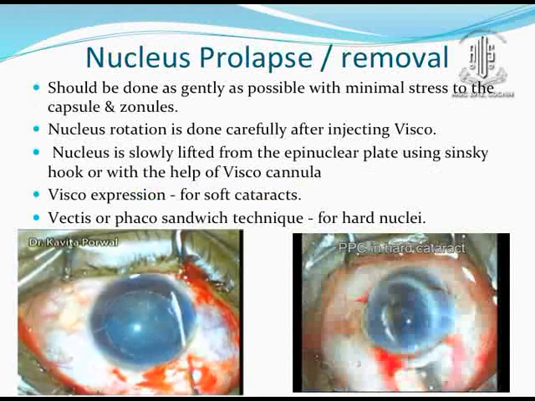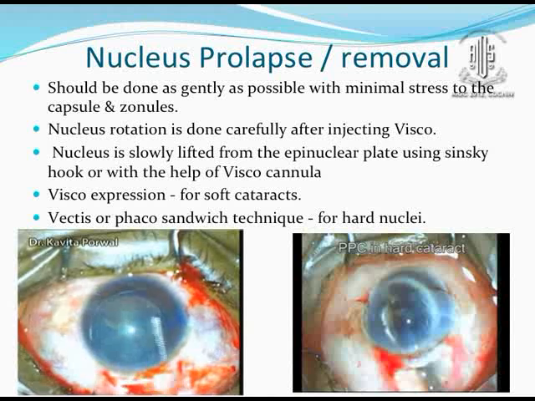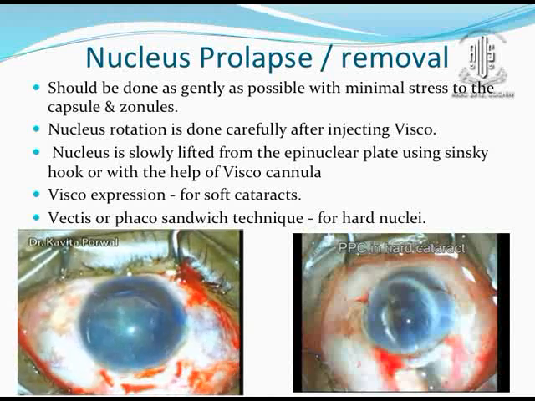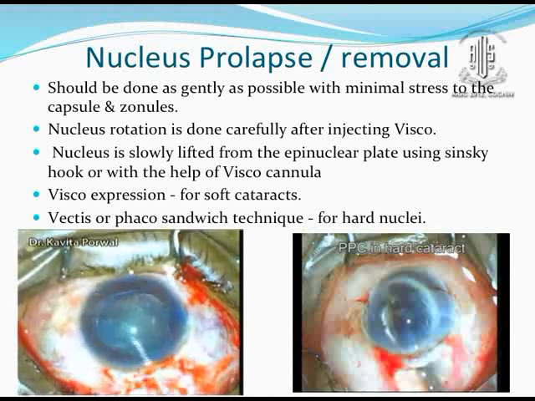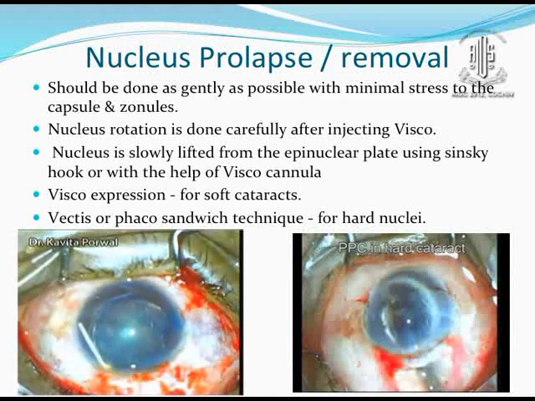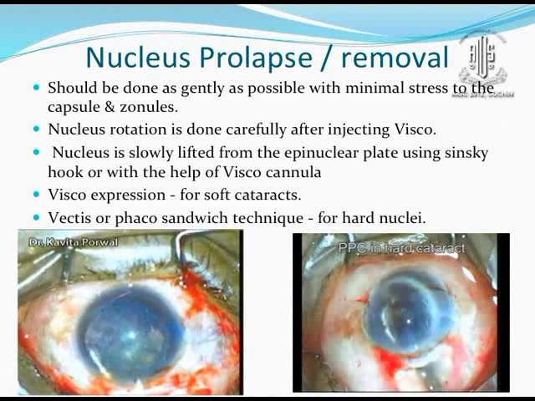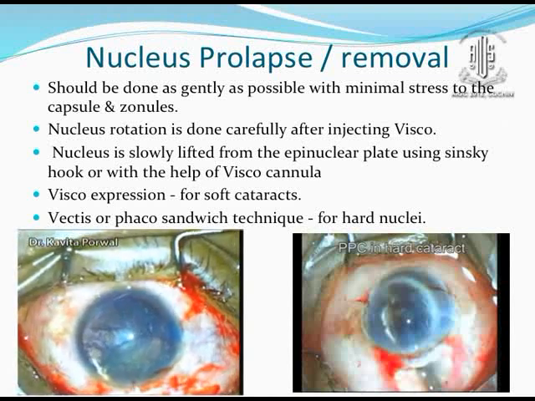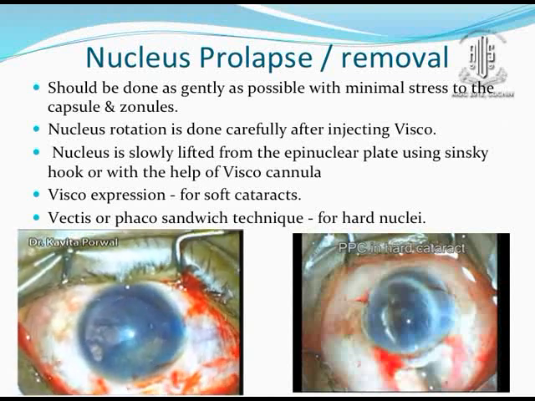Nucleus prolapse should be done as gently as possible with minimal stress to the zonules and the capsule. The rotation is to be done carefully after injecting Visco. The nucleus is slowly lifted from the epinuclear plate using the Sinskey hook or with the help of a Visco cannula. For a softer nucleus, you can do it with the help of Visco expression, and for a harder nucleus, you can use a phaco sandwich technique or the vectis removal.